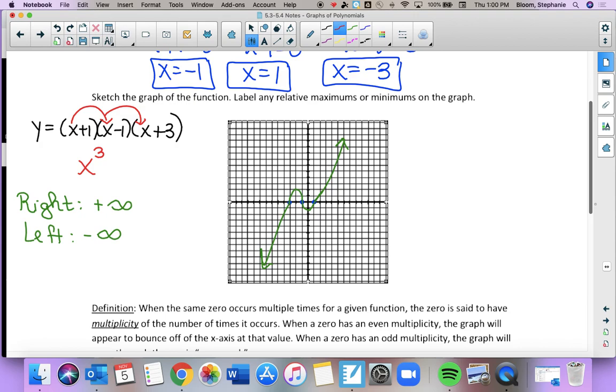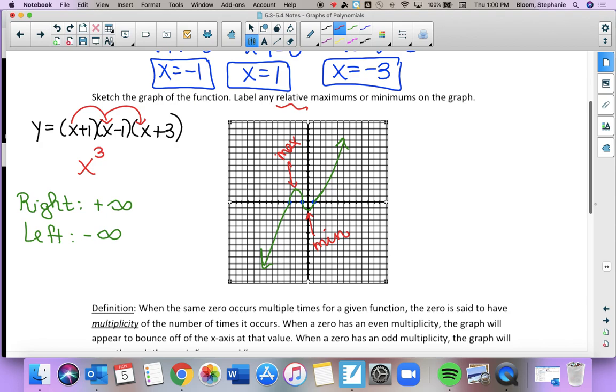Now, let's list the relative mins and max. How many are there? How many mins and max are there? There are 2. Are they absolute? They're relative, right? So let's go ahead and mark it. So we know that that's a relative max, and we know that that's a relative min.